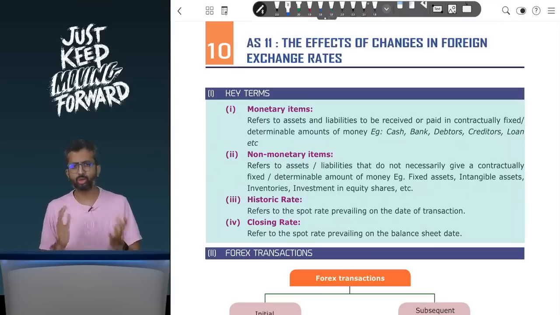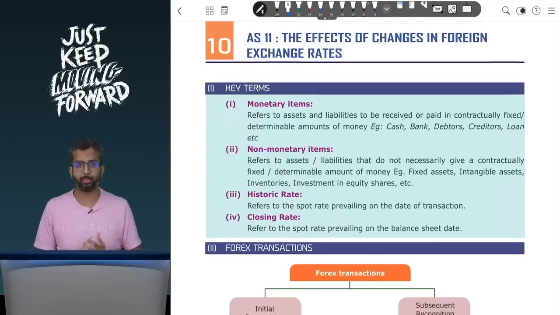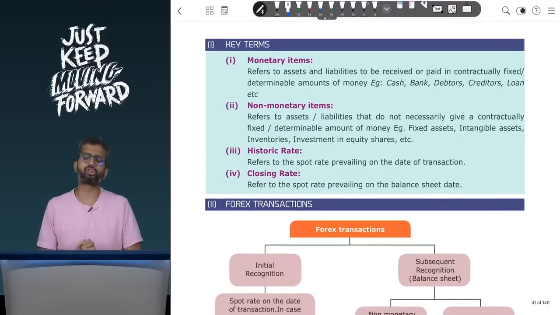So to detect monetary and non-monetary is a fairly important assessment, because different exchange rates are applicable depending on whether you are monetary or non-monetary. Now the relevant rate, historical rate is the rate on the date of the transaction, whereas closing rate is the rate prevailing as on the date of the balance sheet.